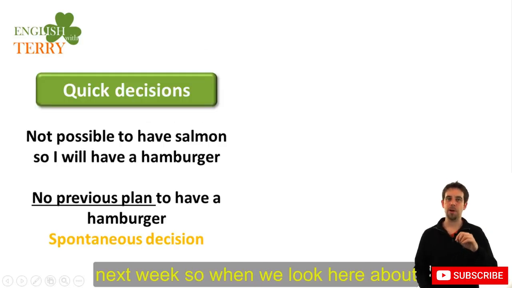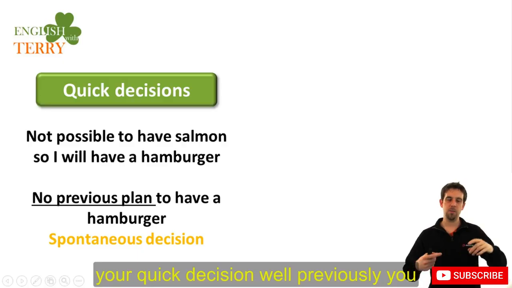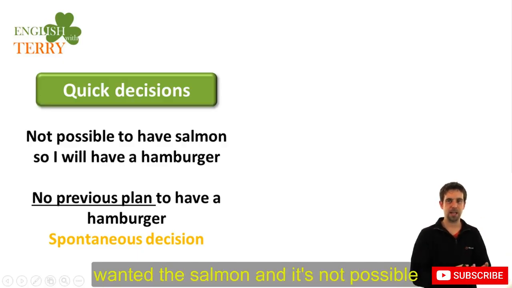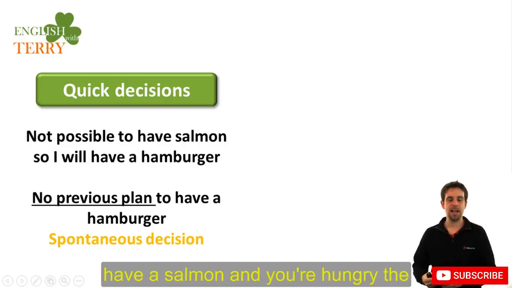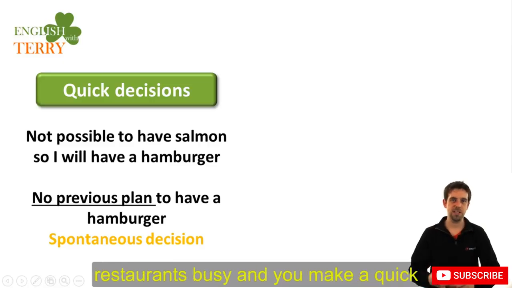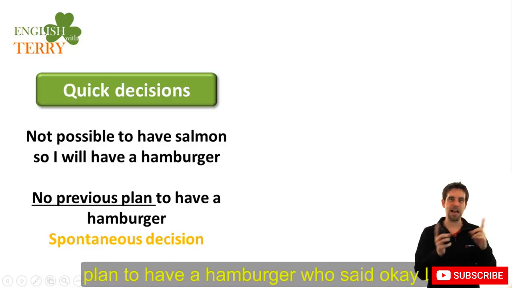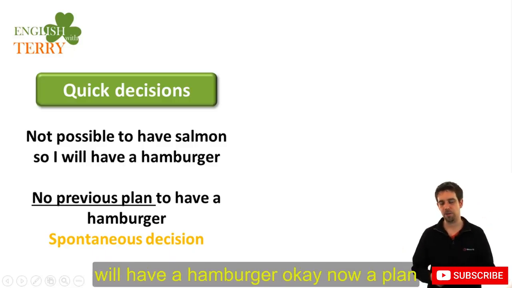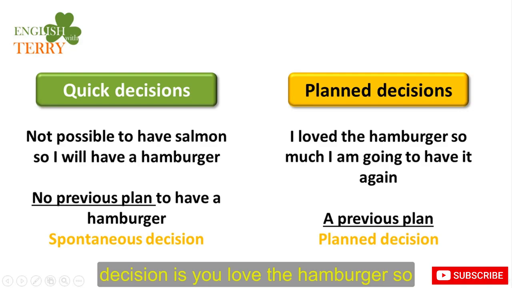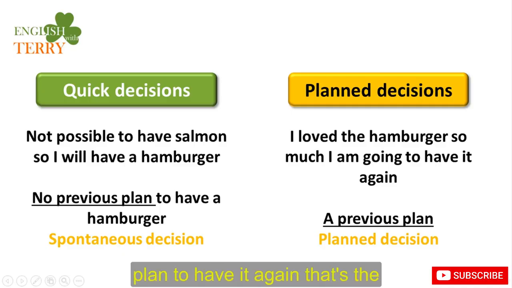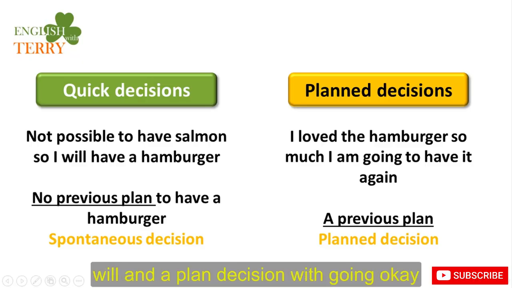So when we look at your quick decision, well, previously you wanted the salmon and it's not possible to have it, and you're hungry, the restaurant's busy, and you make a quick decision. So you had no previous plan to have a hamburger. It was, okay, I will have a hamburger. Now a planned decision is you love the hamburger so much, you want it again and you make a plan to have it again. That's the difference. A spontaneous decision with will and a planned decision with going to.